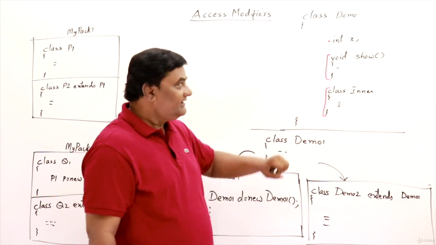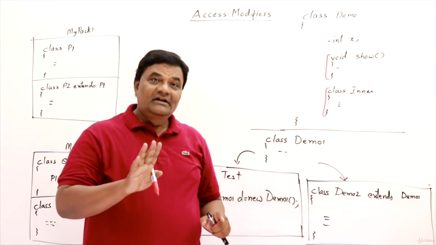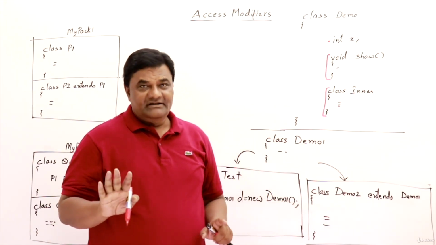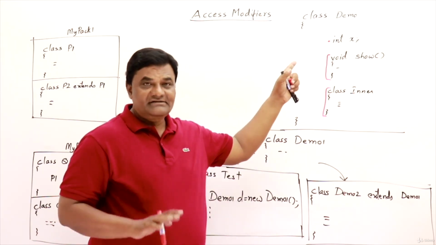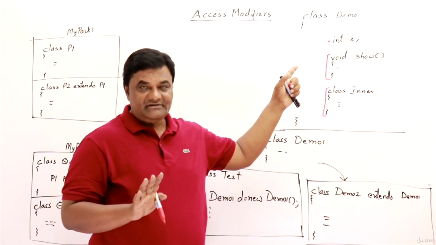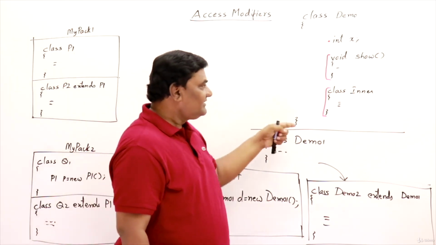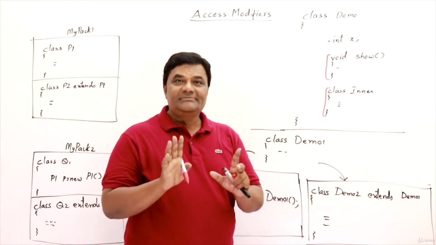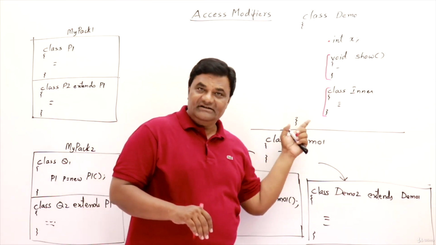But one important thing, what about the outer class? The outer class can be only default and public. It cannot be private or protected. Remember this one. The outer class cannot be private or protected. It can be only default or public. So this is about the class. This is the first thing we learn. Let me repeat: a class can have data members, variables, or methods, and inner classes.